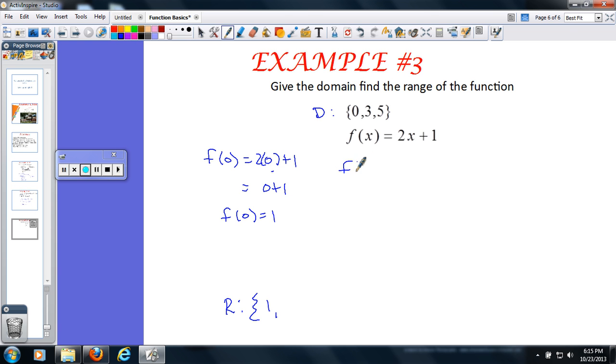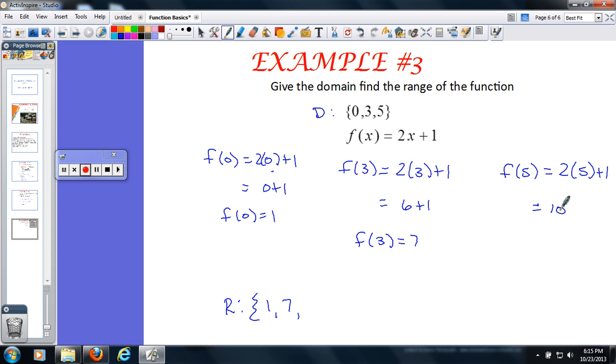And then I do f of 3. That's 2 times 3 plus 1. That's 6 plus 1, and you get f of 3 equals 7. And then you've got f of 5 equals 2 times 5 plus 1. This is 10 plus 1, which means f of 5 is 11. And here is my range now. So a little bit of a repeat of the other night, but it's an important problem to have and to do.